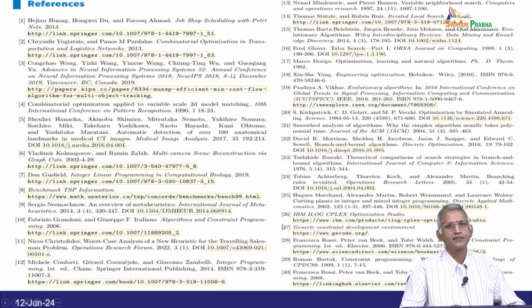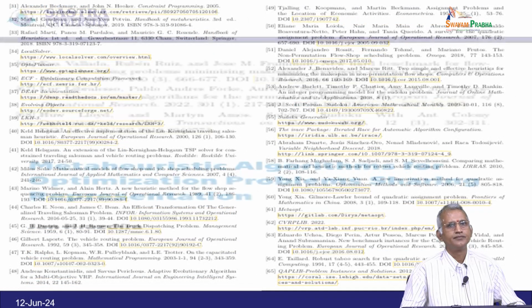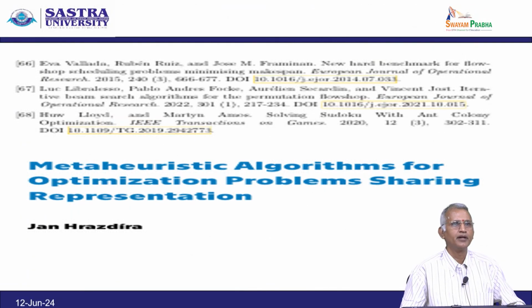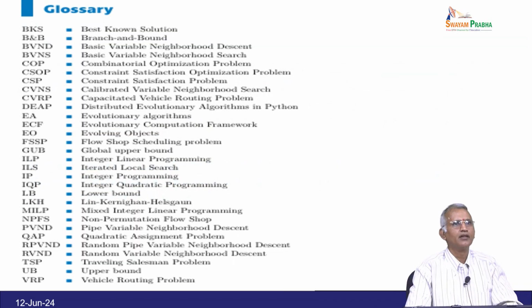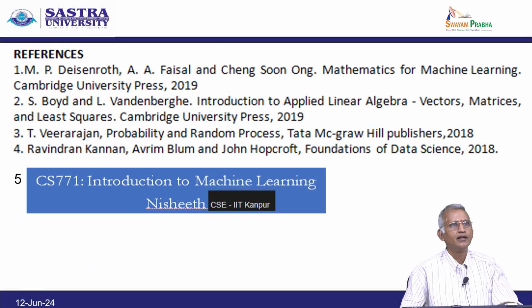So, these are all the references, you have to follow them, and further you can understand. And also refer to the paper on metaheuristic algorithms for optimization problems. It is taken from the journals. Now, this is the glossary: best known solution is BKS, branch and bound is BNB, and basic variable neighbourhood descent is BVND. These are the acronyms you have to use for the problem solving. And then these are the further references you have to understand the problem.